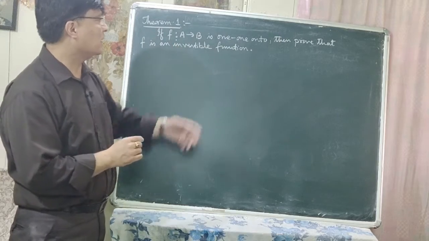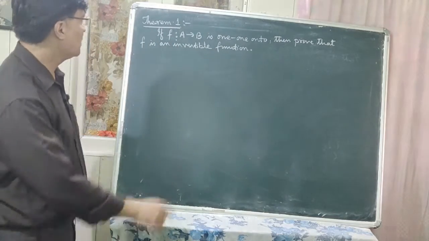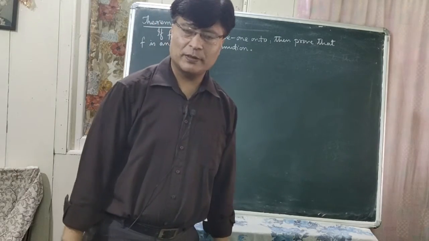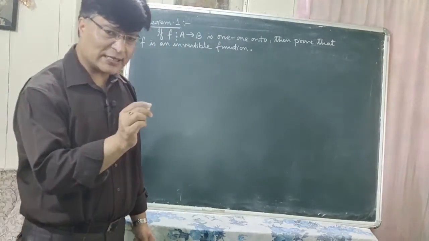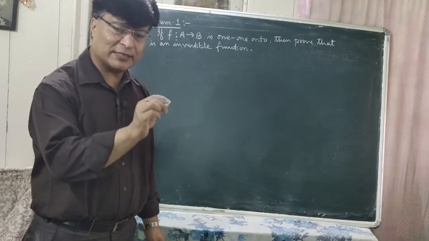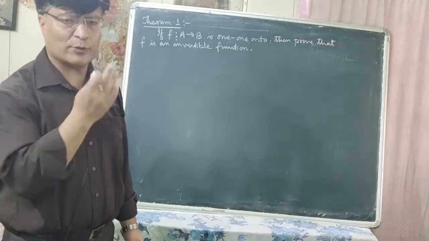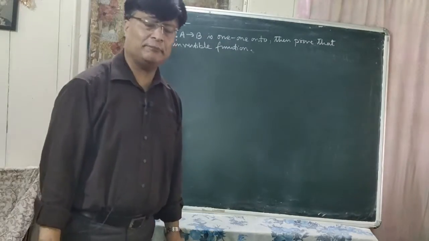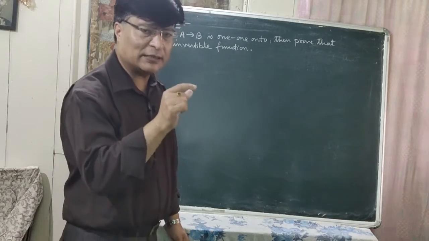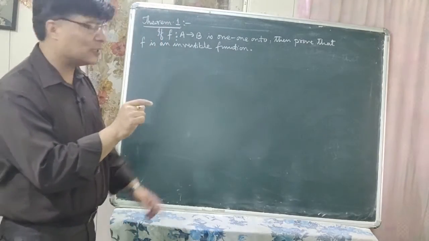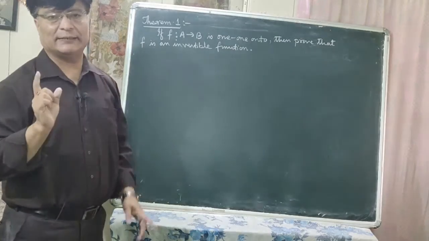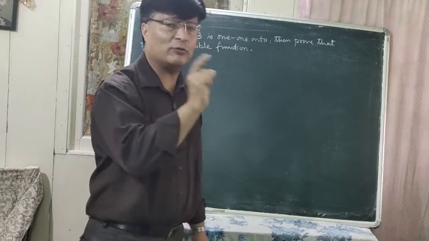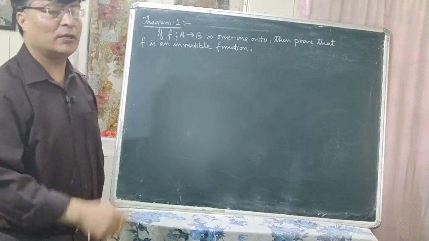First, what is given is that f is 1-1 onto. If f such that A to B is 1-1 onto, you know the definition of 1-1: distinct elements in the set A should have distinct images in the set B. That is your 1-1 function. For onto, each and every element in the set B has at least one pre-image in the set A. Every element of B must have its pre-image in set A. That is your onto function.